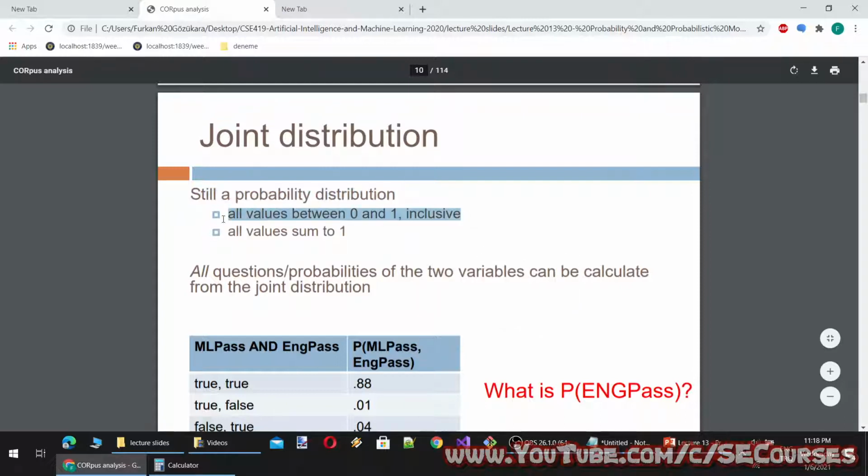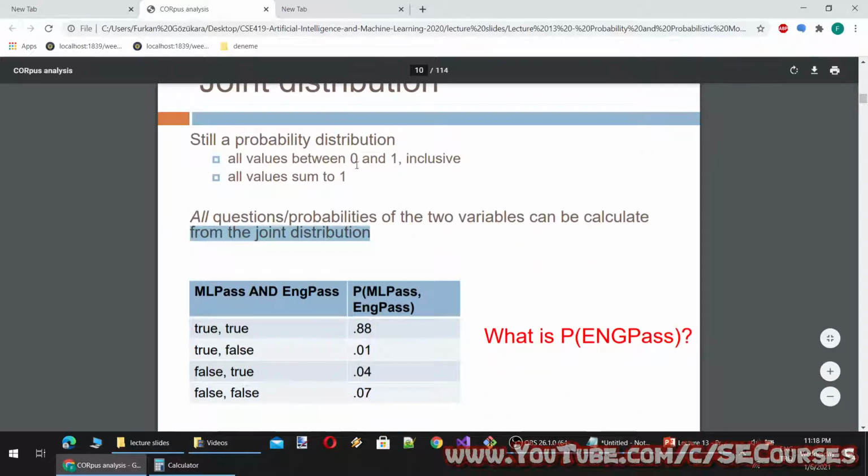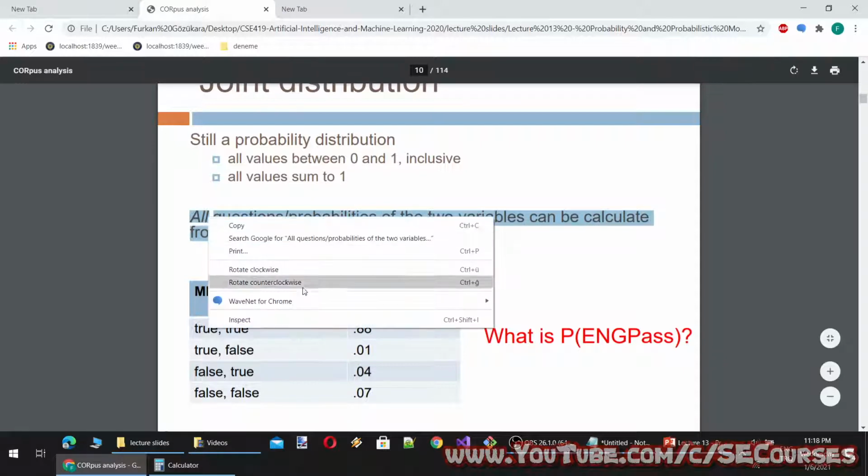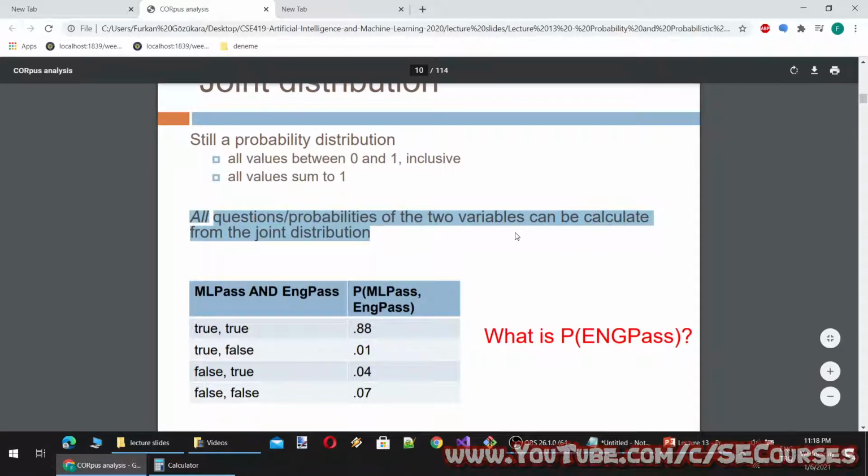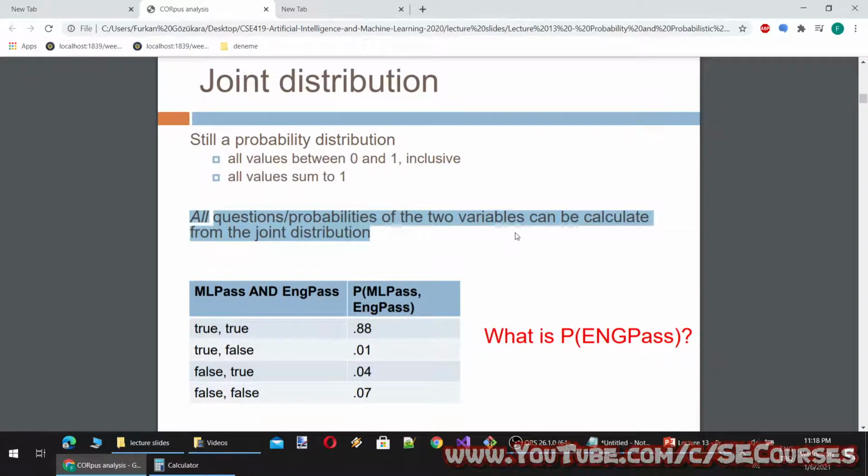It is still a probability distribution. All values are between 0 and 1, inclusive. All values sum to 1. This is important: all values sum to 1. All probabilities of the two variables can be calculated from the joint distribution.